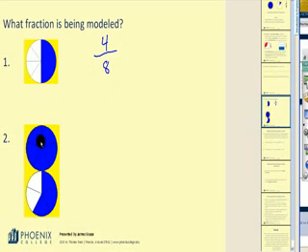Number 2, one circle is divided into 5 equal parts. Our denominator is 5. And the number of shaded pieces, we have 5 here and then 3 more, so a total of 8/5. Again, you may have thought of this as 1 3/5. That would be a mixed number, which we will discuss shortly as well. But for right now, we'll leave it as 8/5.